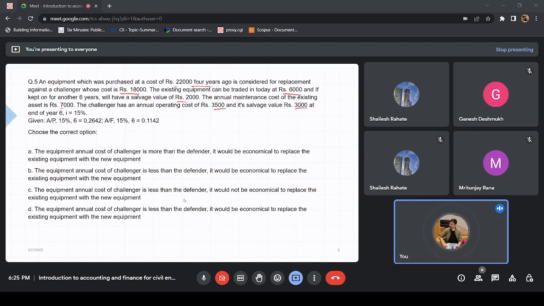So now let's go and see what the options we had. The equivalent annual cost of challenger is more than the defender. It would be economical to replace existing equipment. So now we have got the values. Can you guys help answer A, B, C, or D? Or do we have to calculate the equivalent annual cost, and only then you can answer? Any answer would be good enough right now.